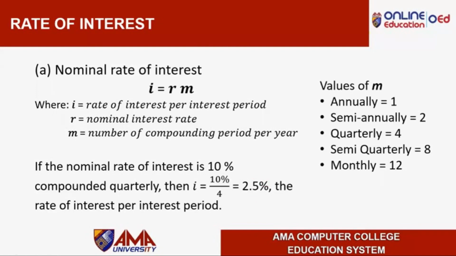Okay, let's have the values of m. Annually it's equal to 1, that's per year. Semi-annually, that is equal to 2. Quarterly is 4, semi-quarterly is 8, and monthly is equal to 12 because we have 12 months per year.